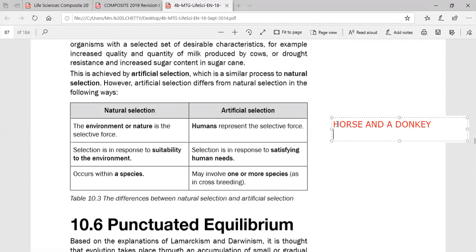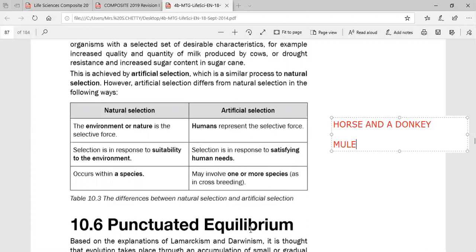So they crossed a horse and a donkey, which is not normal. Different species do not mate with each other under normal circumstances. A horse will not mate with a donkey. Horses stay with horses, donkeys stay with donkeys. So they did this and they produced an animal called a mule. This mule is faster than a donkey and can carry a lot of load like a donkey can. So it's got almost the speed of a horse, and the ability of a donkey to carry large loads. So you involved two different species. So it may involve one or more species.